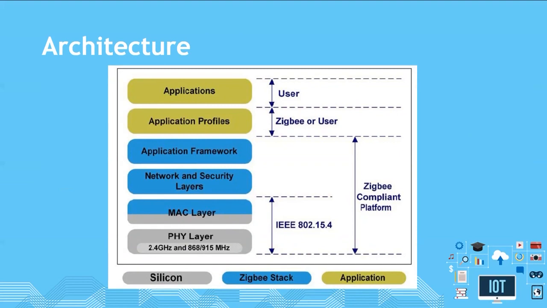And then the medium access control and the physical layer are the IEEE 802.15.4, and they are hardware which are silicon, meaning they accept only zeros and ones.